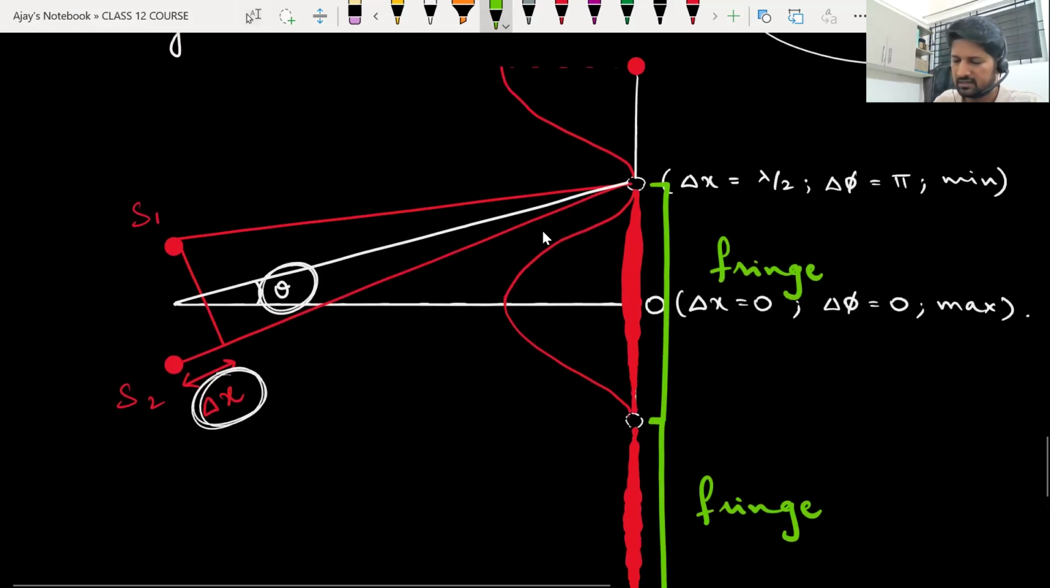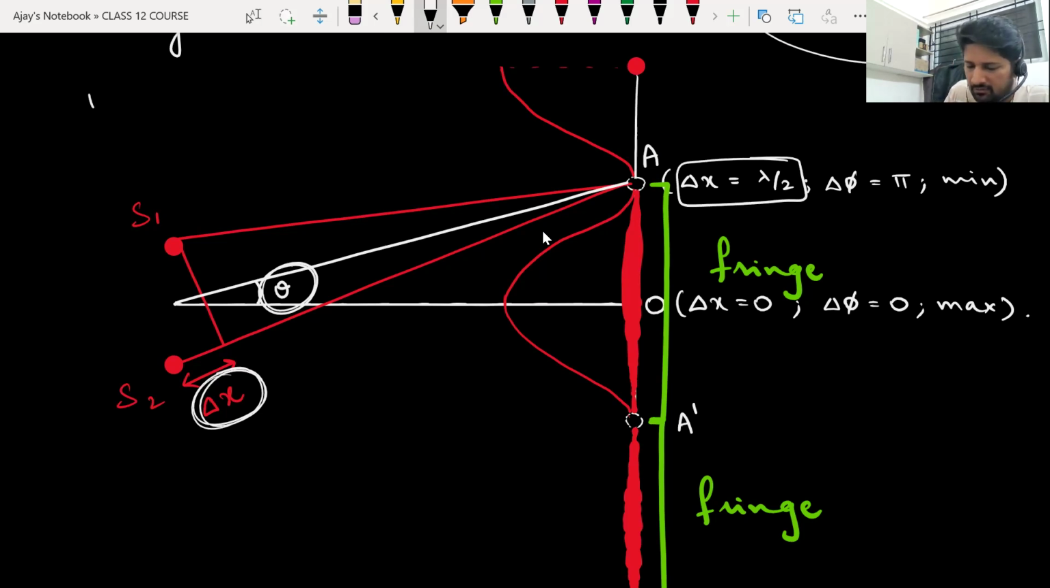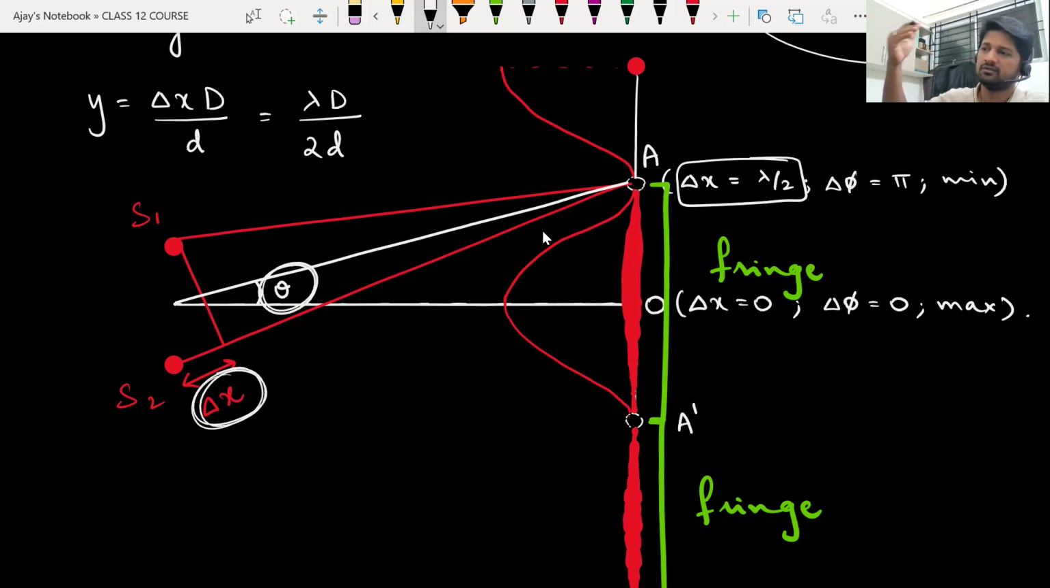Now, O is the central maximum. Let's call this point A and the point on the lower side A dash. O to A. See, for A, the path difference is lambda by 2. If path difference is lambda by 2, then y coordinate, we have a relation between y coordinate and path difference, becomes lambda capital D by 2 small d. That's the distance to the first minimum from the central maximum. We had derived this in the last class. We wrote the position of nth minimum also. Go through that once.